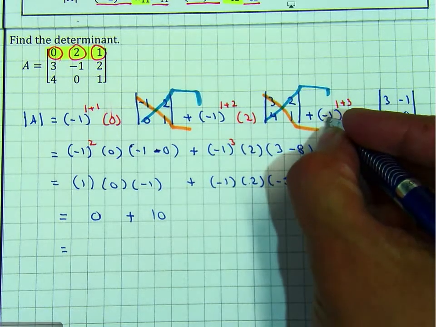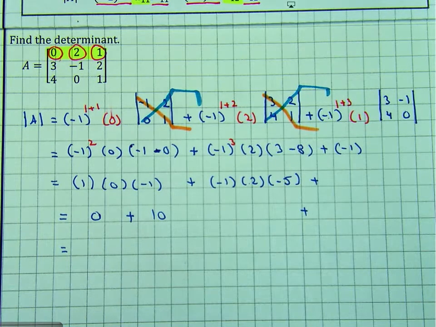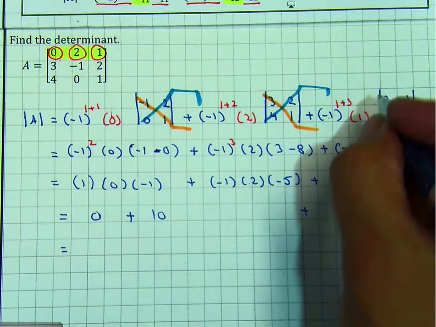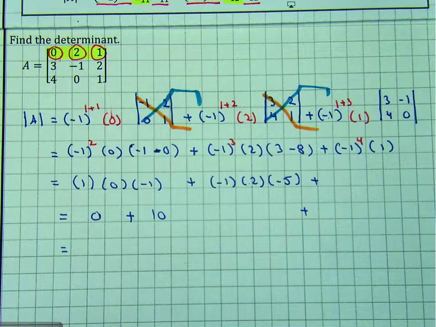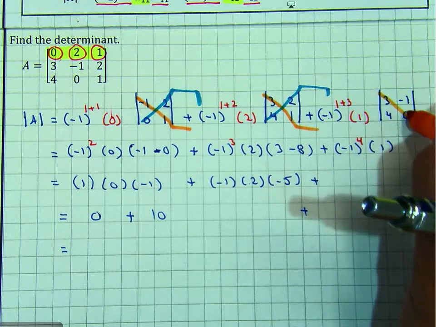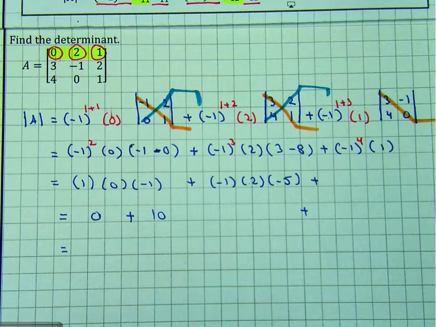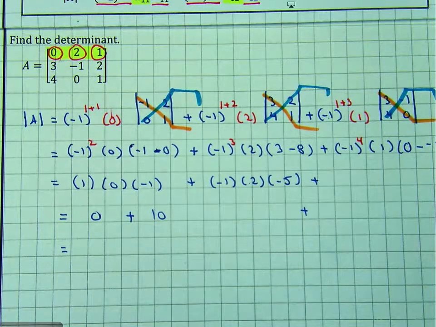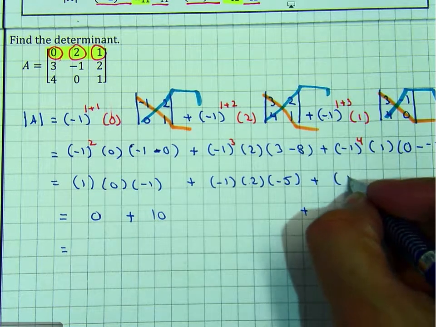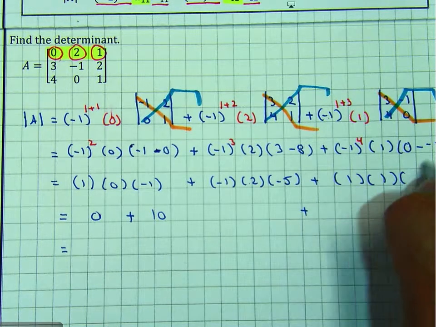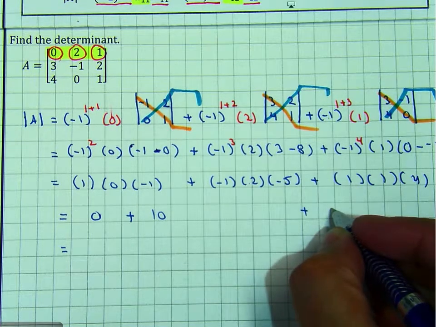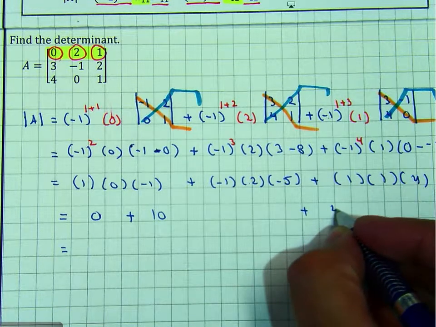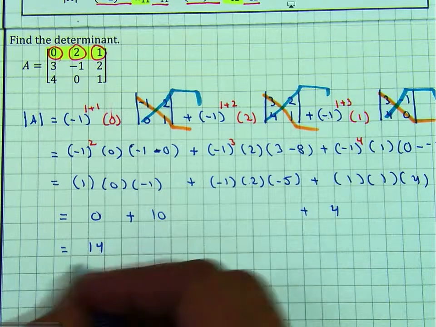Excellent. So in this case, this is -1 to the fourth power, which will be +1 times 1. And I'm going to find the determinant, which is 0 minus -4. So it will be 0 minus -4. So therefore, this gives me 1 times 1 times +4. So this gives me 4. So therefore, that'll be 14.